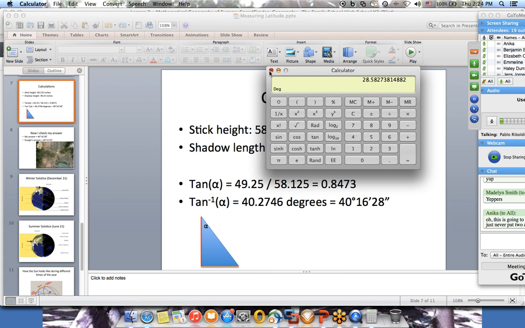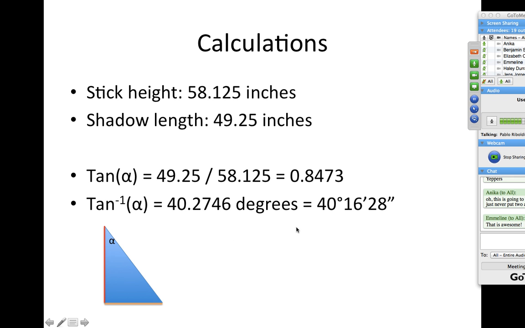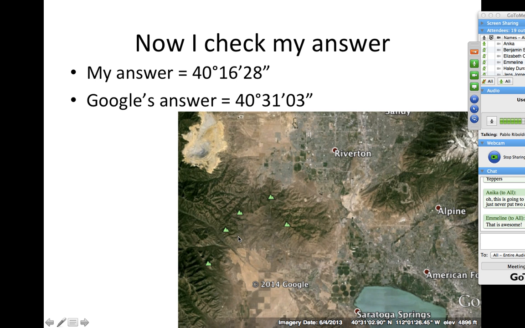Using this method, very simple, as you could see, my latitude was 40 degrees, 16 minutes, 28 seconds. And then I went to Google Maps, actually to Google Earth. Google Earth actually tells you that.